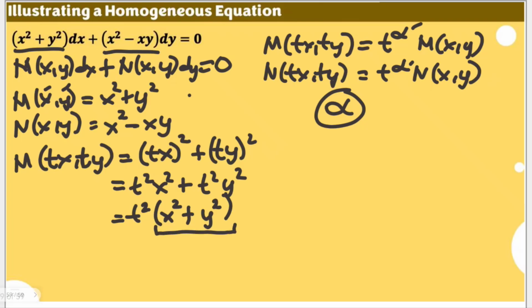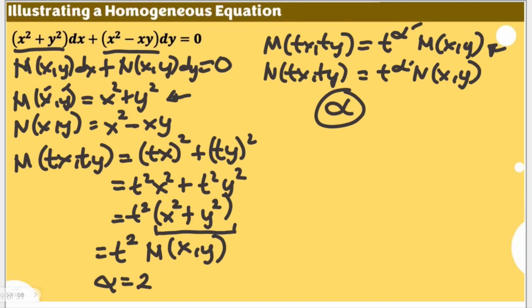What was this function? That's the original M of xy. Hence, simply substitute it here. So you have t squared M of xy. We are done transforming M of tx and ty into this form. Hence, we can now say that the alpha here is 2, as this is the exponent of our t. Now, let's proceed to our N.